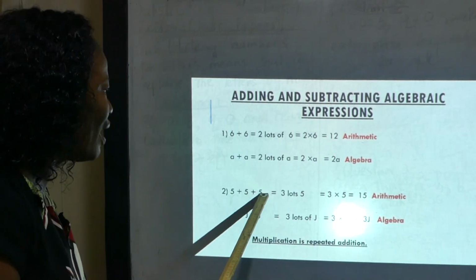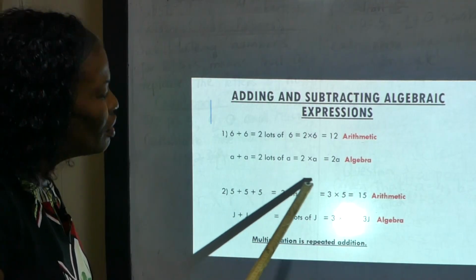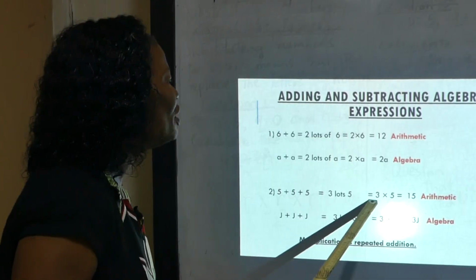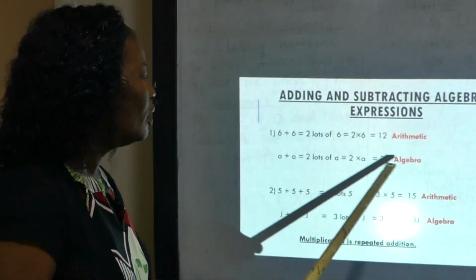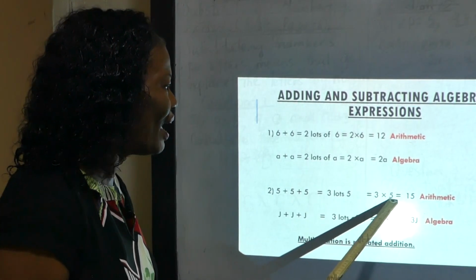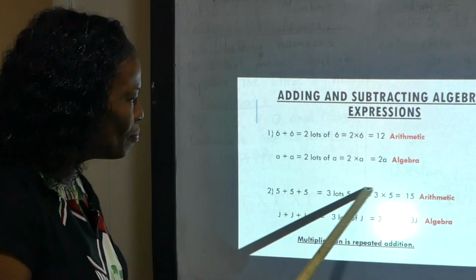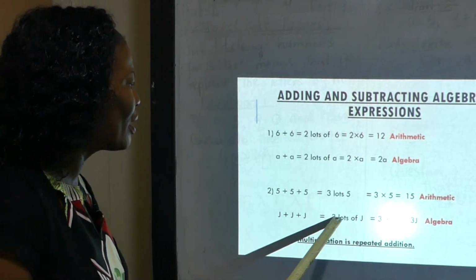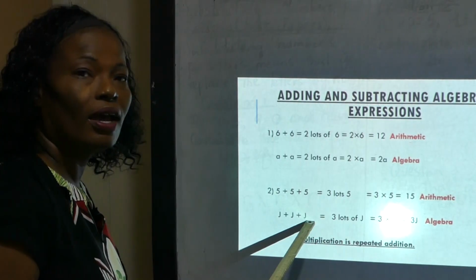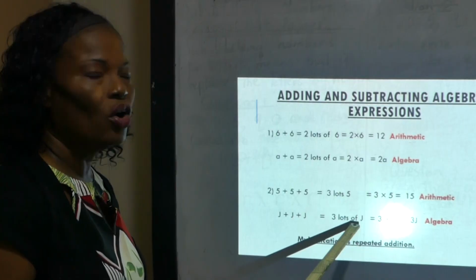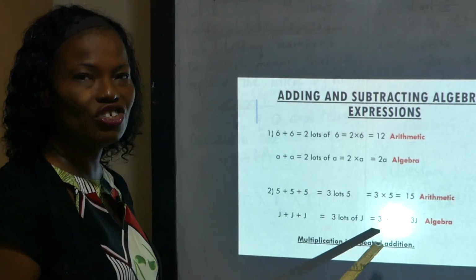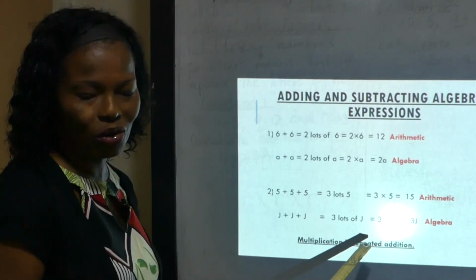5 plus 5 plus 5, we all know is 15, don't we? But there's another way we can write 15. 3 times 5 is 15. In other words, we have 3 lots of 5. So 3 times 5 is 15. That's an arithmetic example. The algebraic example where we're using letters now is J plus J plus J, meaning that we have 3 lots of J, or 3 times J, which is the same in short form as 3J. That's the algebraic approach. Okay, great.